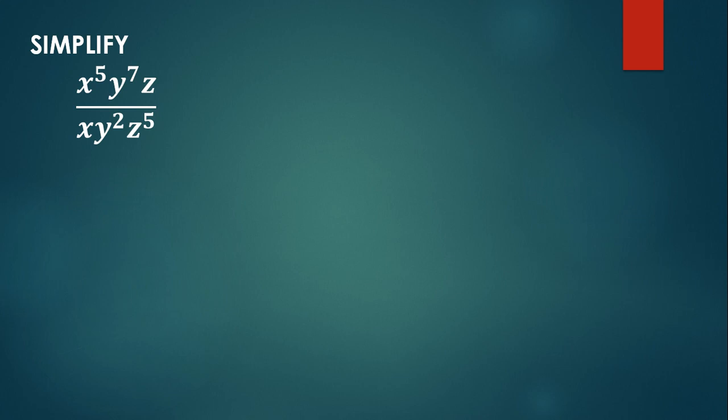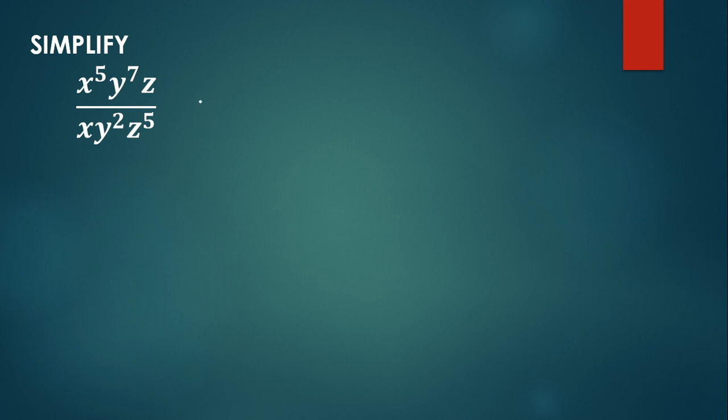Simplify x raised to 5 y raised to 7 z over x y squared z to the power of 5. Sa case na to, this is monomial over monomial. Ang gagawin lang natin ay apply lang po natin yung quotient law. So in quotient law, kung natatandaan ninyo, x raised to the power of m divided by x raised to the power of n, all you need to do is just subtract the exponent, x raised to m minus n. Okay?